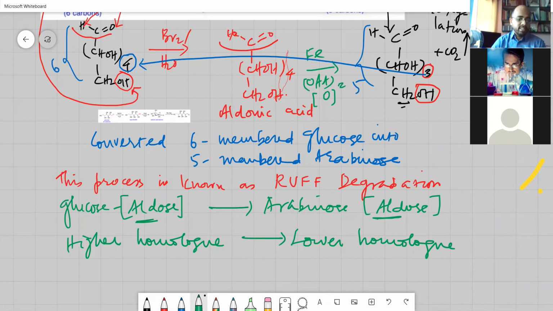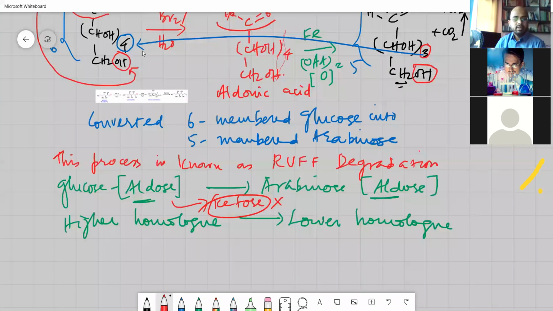So all this process is Ruff degradation. There is a possibility that you can convert aldose into ketose. That is a separate process. I'll tell you in my next class, but we are not doing that. We are converting only the higher homolog into the lower homolog. Then the next part of the reaction is this one.